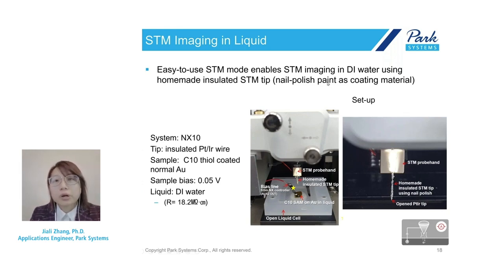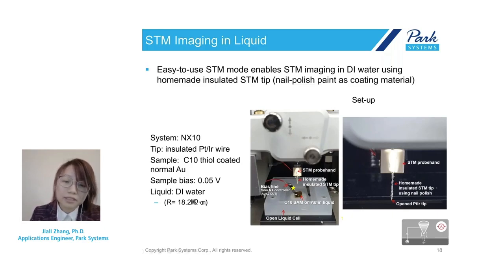And to make the coating uniform, you might need to coat it several times and then air dry it for half an hour. After that, you can examine it by eye, or examine it in the vision view of our system with the 10x objective, to see if the coating is uniform, and then assemble it into our STM probe head.